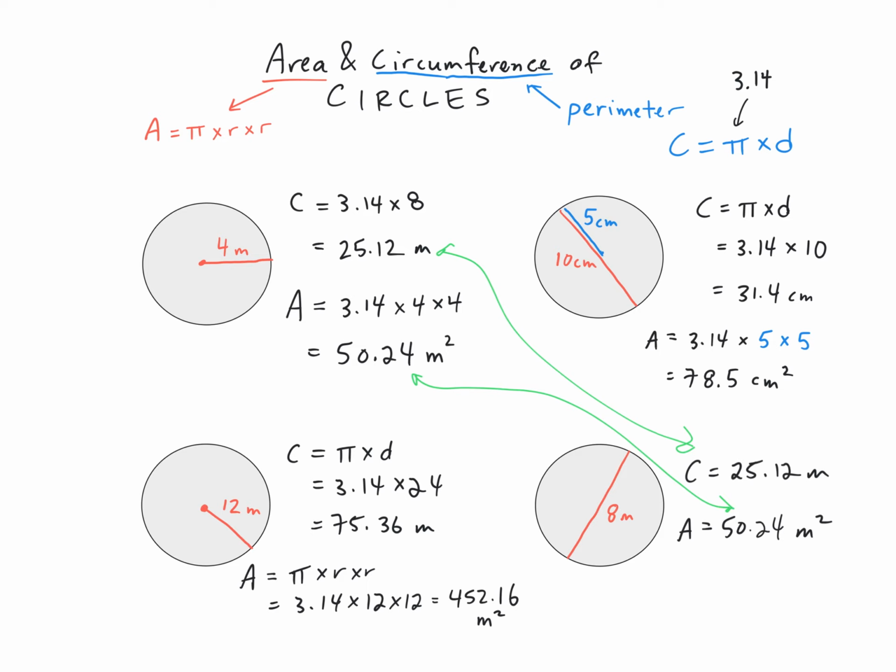Okay, so that is how we find the area and the circumference, the perimeter of a circle.